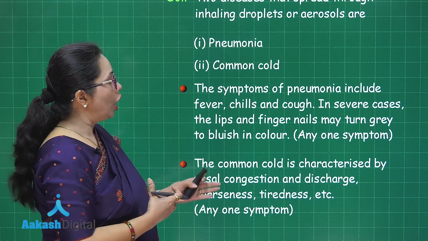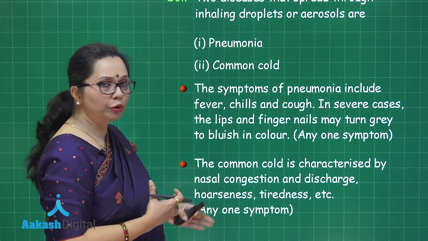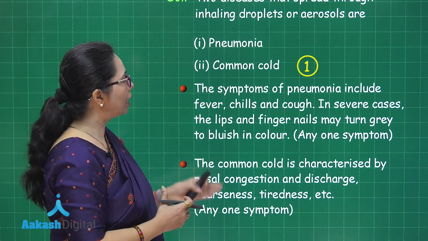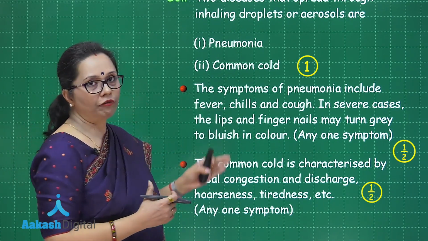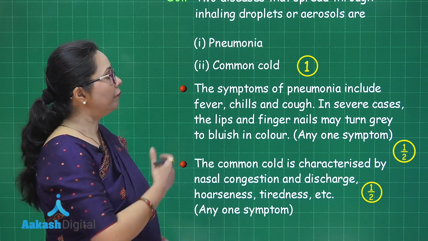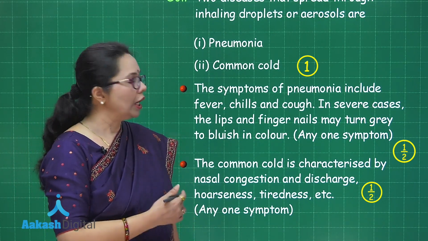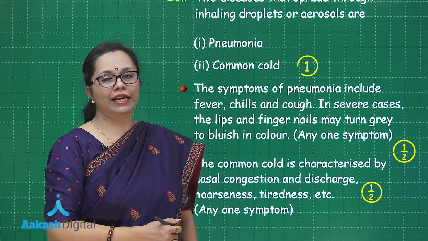etc. So this way you can see the distribution of marks in this question, that naming the diseases only is for 1 mark and symptom half a mark each. So this way this question will easily fetch you 2 marks in total. So from here we can move on to our next question.